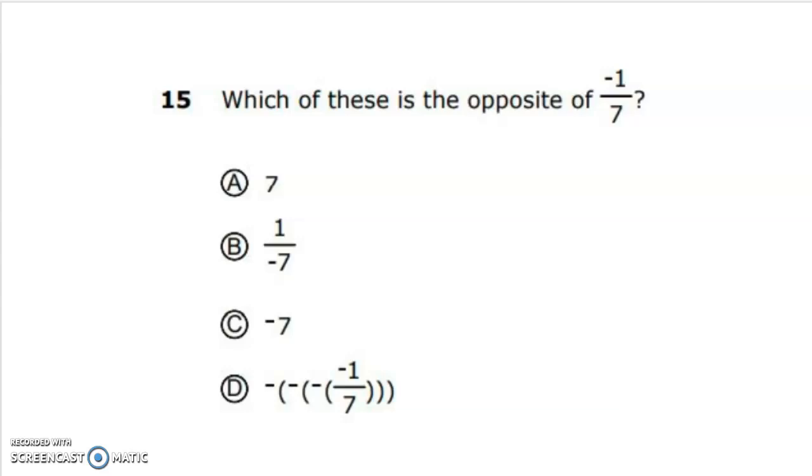Number 15. Which of these is the opposite of negative 1/7? A. 7. B. 1/(-7). C. -7. D. Negative, negative, negative, -1/7.